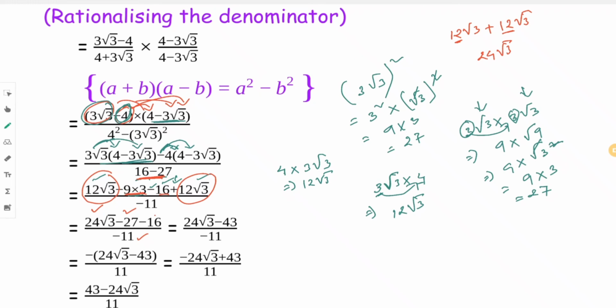Alright, so once again, both of them are minus, right? Minus 27 minus 16. So I have to add them. My answer will be minus 43. So the last step, this minus here, I'm taking it up here in the numerator. You can see, right? So remember that this 24 root 3 is plus. So plus into minus, I'll get minus. And again, minus into minus, I'll get plus. Alright, so the last step, I'm just keeping the plus first and the minus second.